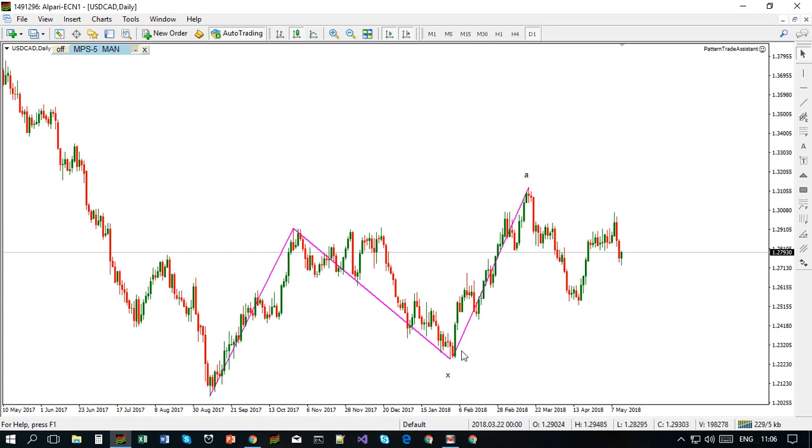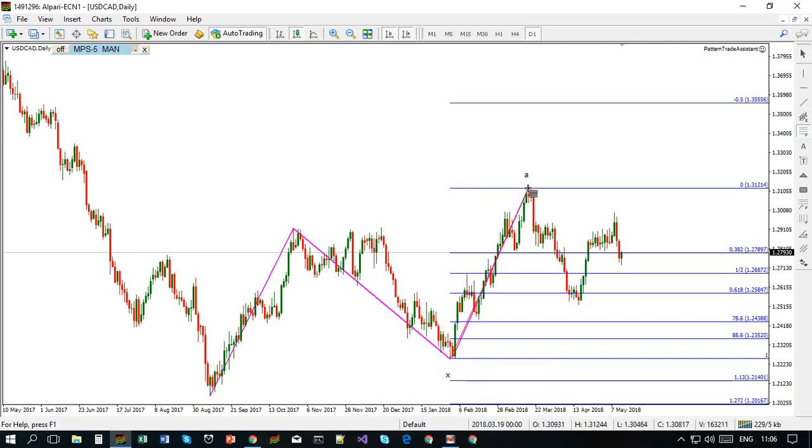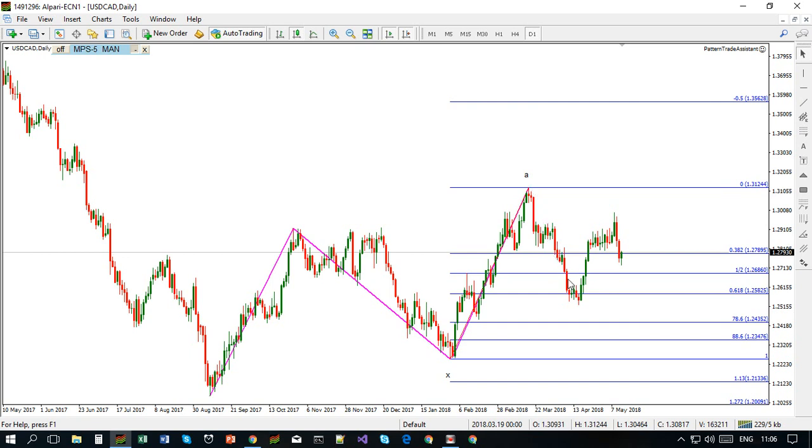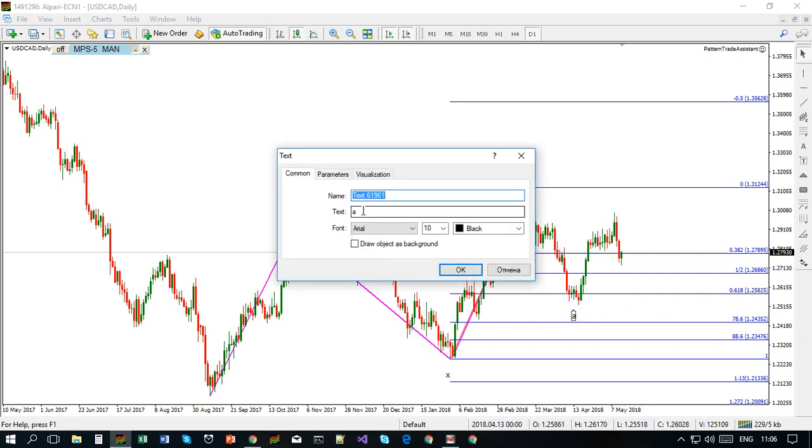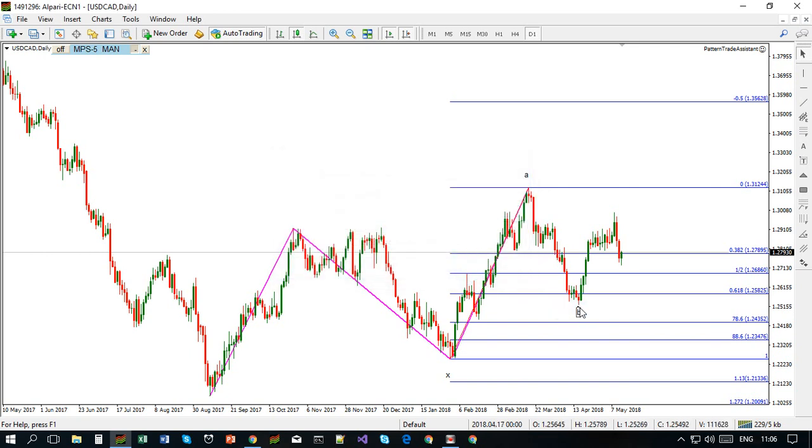After we have that movement, we need to stretch our fibs from X to A, starting from X and into A, and we'll look at this first retracement. The first retracement is called the A to B movement. That's why I need to place another letter here, go to properties, and change its name. It is the B point.